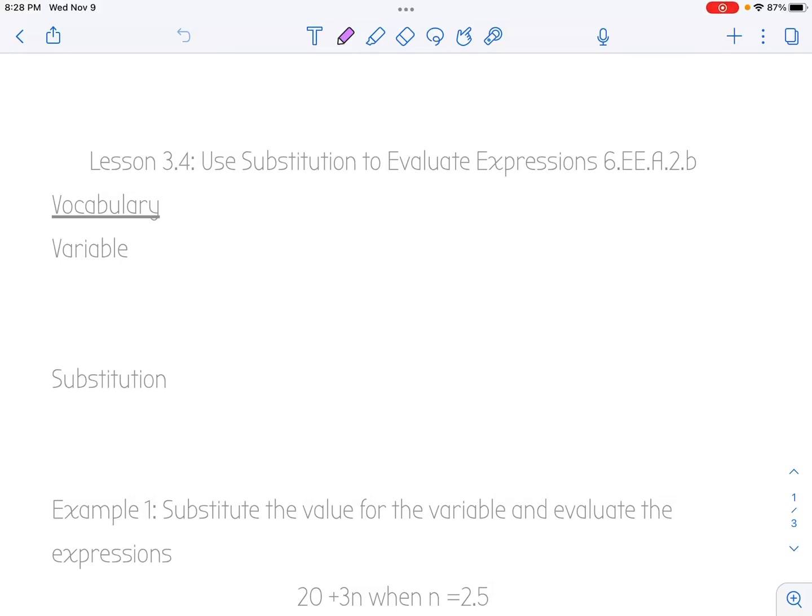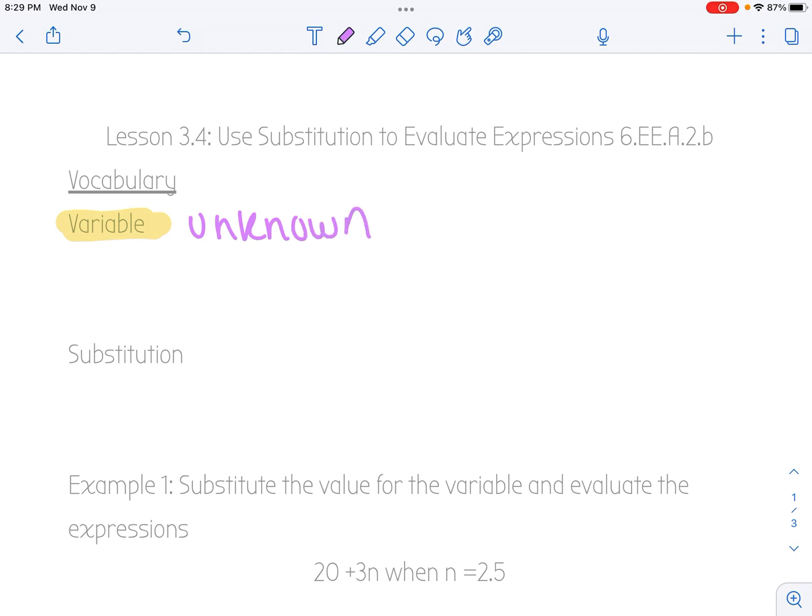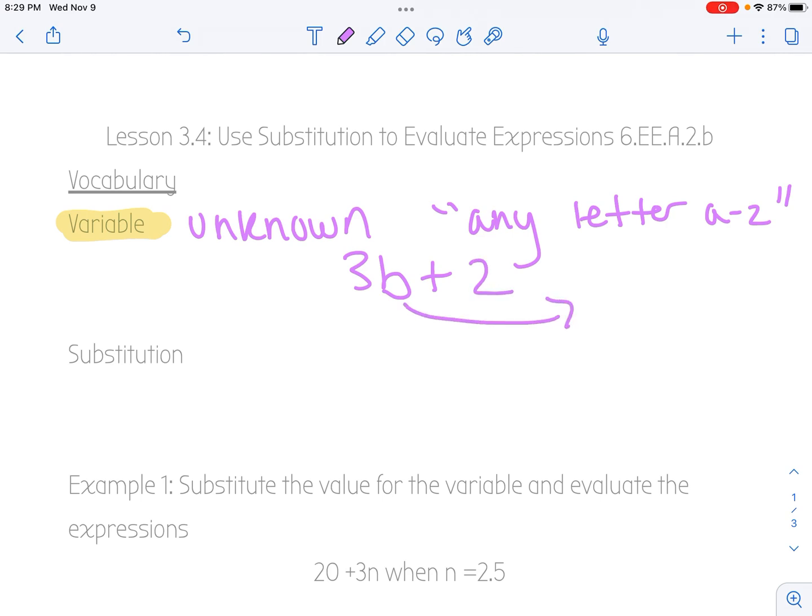In this video, we are going to talk about how we can use substitution to evaluate expressions. So key terms here. Number one, variable. We should be very familiar with this term by now. This means an unknown. So when we don't know what a number is in an expression, so an unknown number, this is where we use any letter A to Z. You guys will see me use X a lot. I don't know why that's my go-to, but any letter. So for instance, in 3B plus 2, B is our variable.